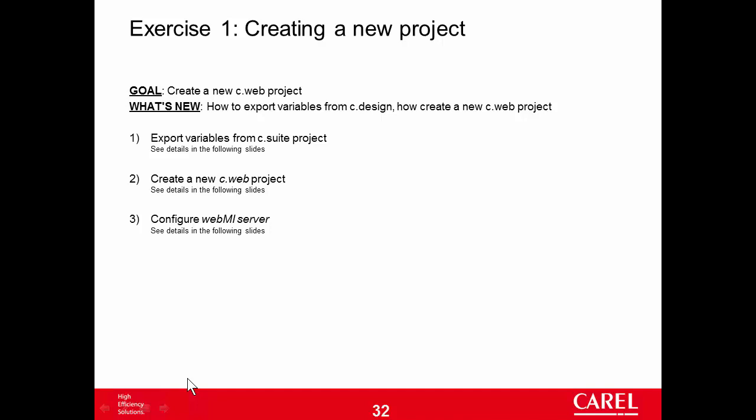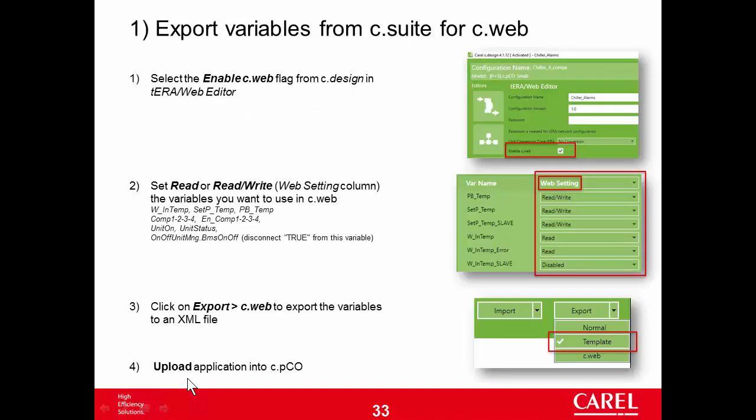The very first is to export the variables from C.SUITE, so later we can import them in C.WEB. Actually, this step is not strictly mandatory. In fact, the important thing is that in C.WEB we use as variable names variables that in C.Design, per web editor, are selected read or read-write in this column. So the export into a file is just a way that lets us set the name of a variable from a list rather than type it manually.